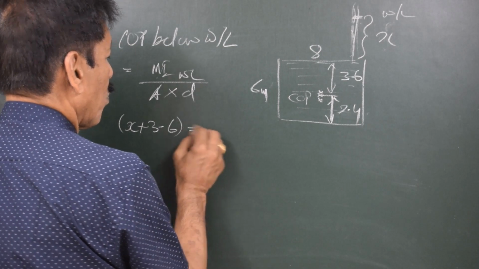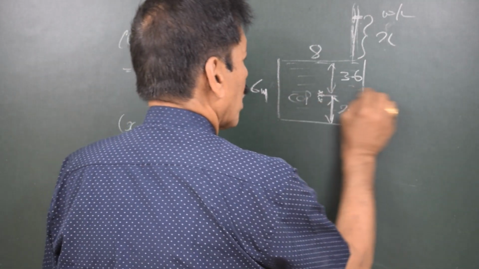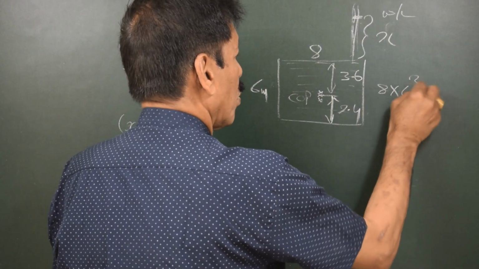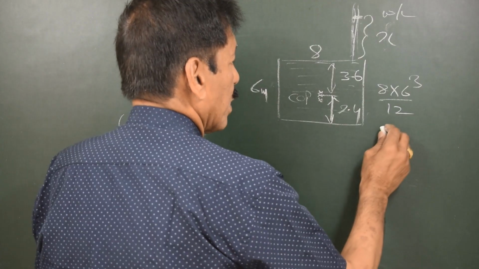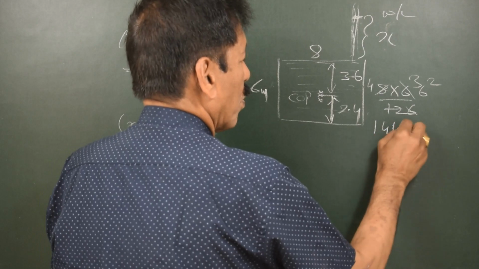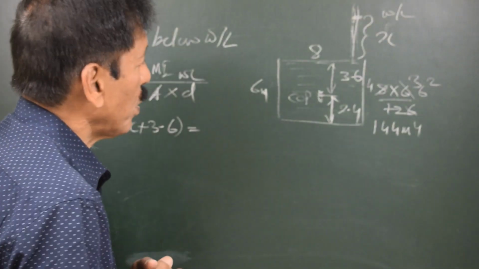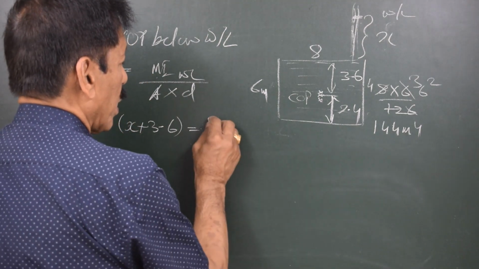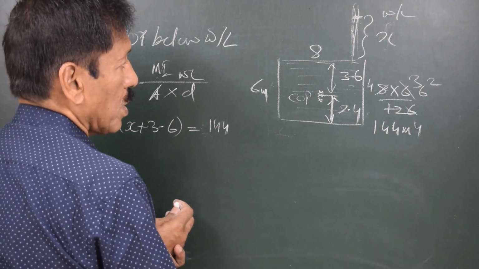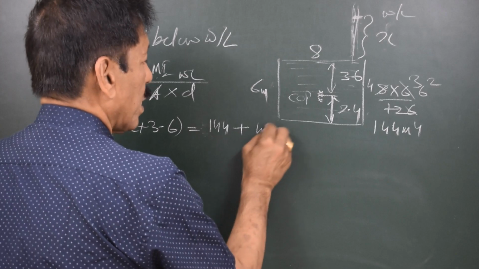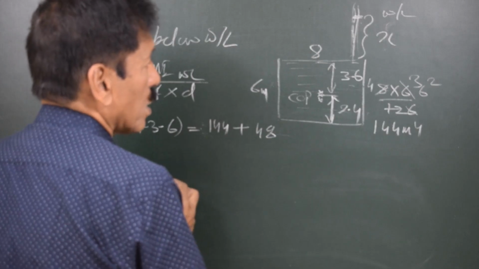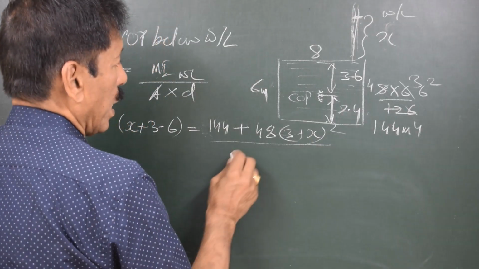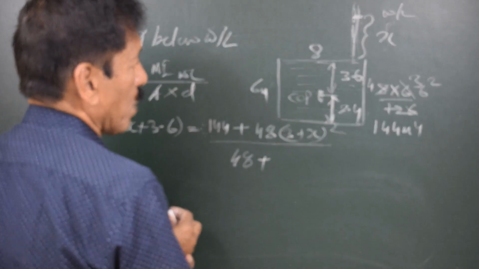Now this is equal to moment of inertia about the water level. Moment of inertia about the water level will be moment of inertia about the centroid axis, that is 8 into 6 cube upon 12, and that is equal to 144 meter raised to 4, right? So that is the moment of inertia about the centroid axis. So moment of inertia about the water level would be 144 plus A D square. A is 48 into D square, D is 3 plus X, whole square. The whole thing divided by area, that is 48, times depth of centroid, which would be X plus 3.